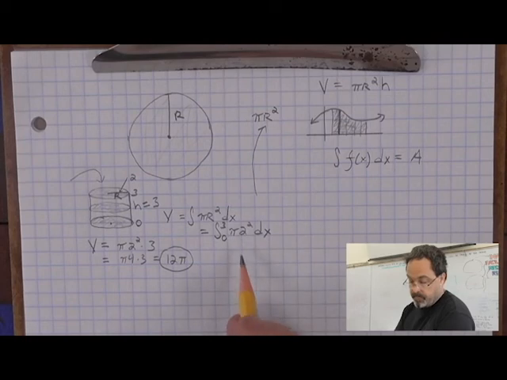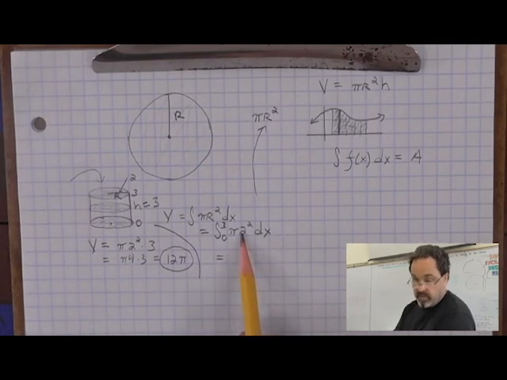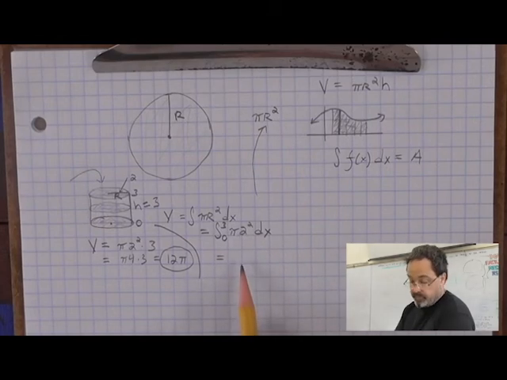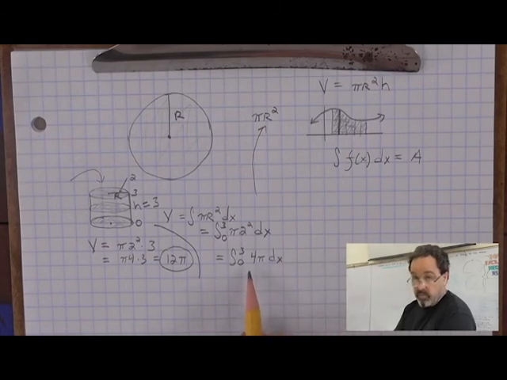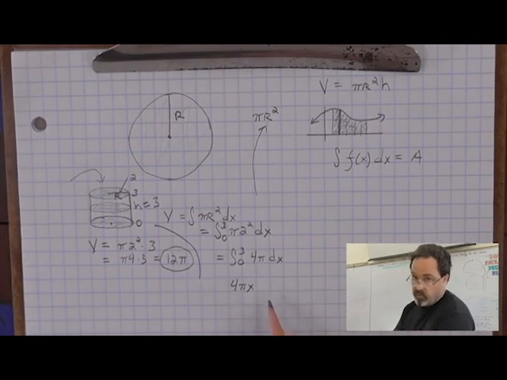Let's integrate. This integral, I'm going to put a line here to separate my math. The integrand of this integral is a constant. I can see that if I square 2 and get 4 pi, because pi is not a variable, it is a constant. So the integral of a constant is the constant times the variable that we're integrating with respect to. In this case, let's call it x.